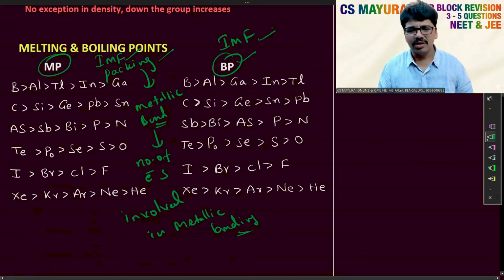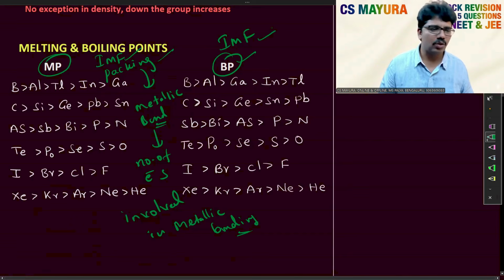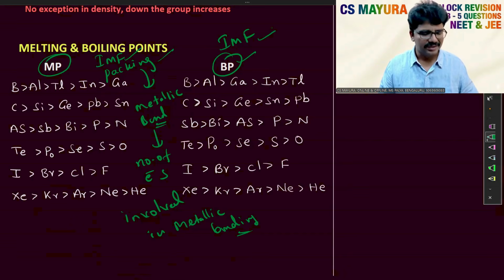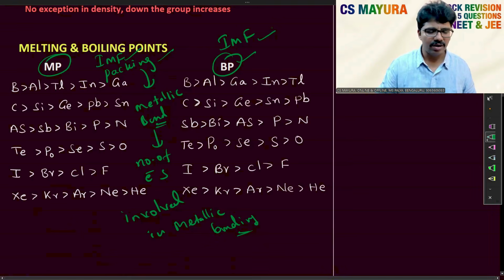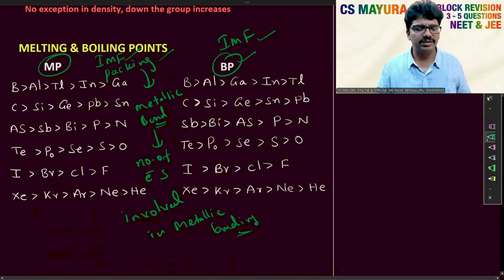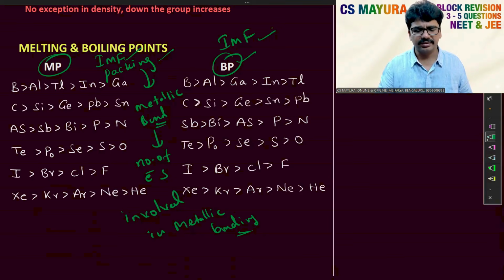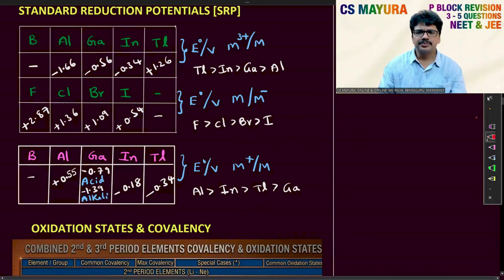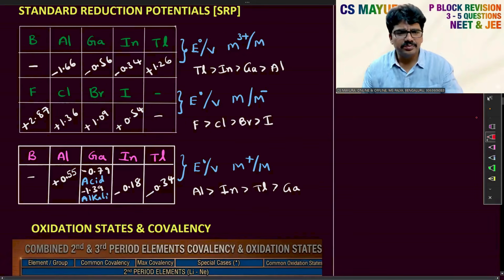So this is purely memory based. There is no particular concept. There is no strict concept in that. So we need to practice all these orders. So I have given all orders here. Boron family, carbon family, nitrogen, oxygen, halogens, inert gases, all values based on NCERT values I have given this order. Now, standard reduction potential.